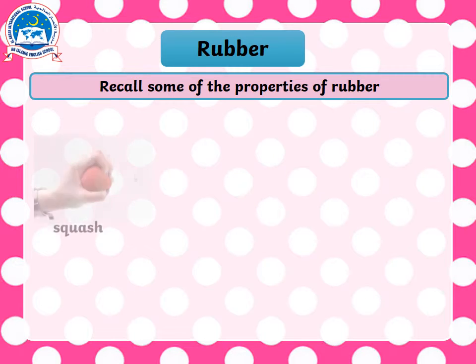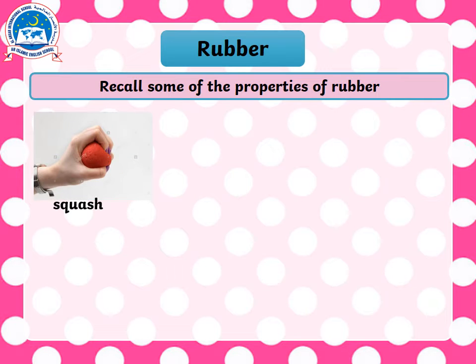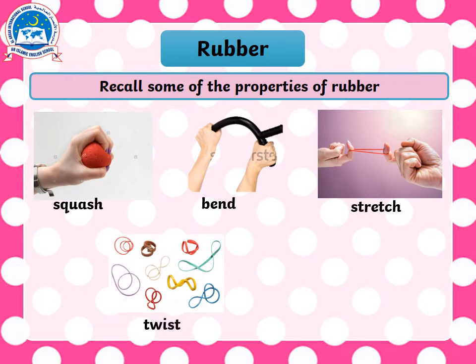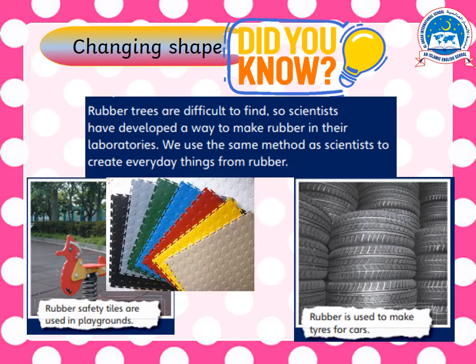Moving on, let's recall some of the properties of rubber, learners. You can squash it, you can bend it, you can stretch it, you can twist the rubber, you can even bounce it. So rubber has lots of properties. Do you know any other properties or things that are made of rubber? Do pause the video and look around you. Things that are made of rubber and what can you do with them?